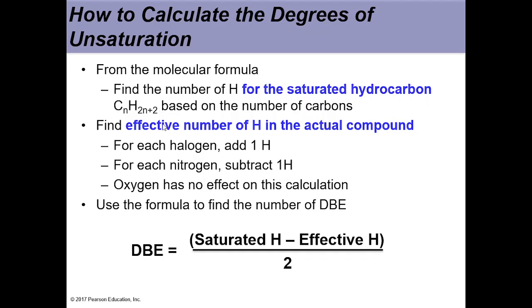The specific way of looking at this actual molecule is this. Each hydrogen, of course, you count as hydrogen. Each halogen, you also count as 1 hydrogen. For each nitrogen atom, you subtract 1 hydrogen. For each oxygen, you just ignore it. Once you complete counting the effective hydrogens, you take the number of saturated hydrogens, 2n+2, minus what you just counted, and divide by 2. That gives you the number of DBEs in this molecule.